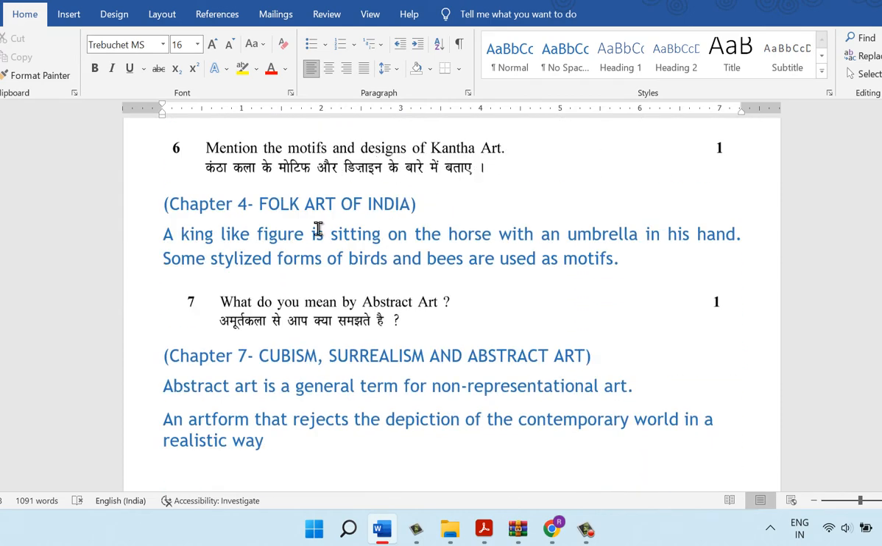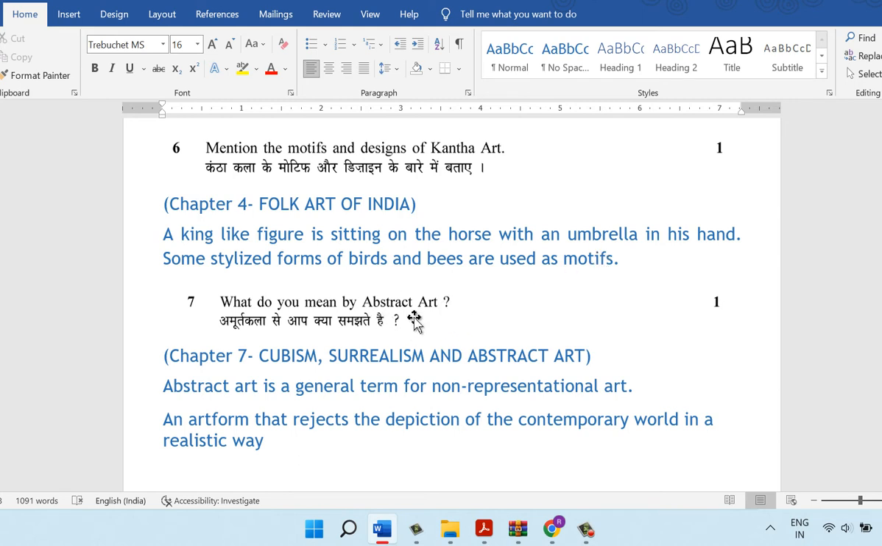The next question. Mention the motifs and designs of Kantha art. This is again from Folk Arts of India. The motifs that we see in the Kantha art given in the text are like a king-like figure who is sitting on a horse with an umbrella in his hand. Some of the other forms seen are birds and bees, which are used as motifs.